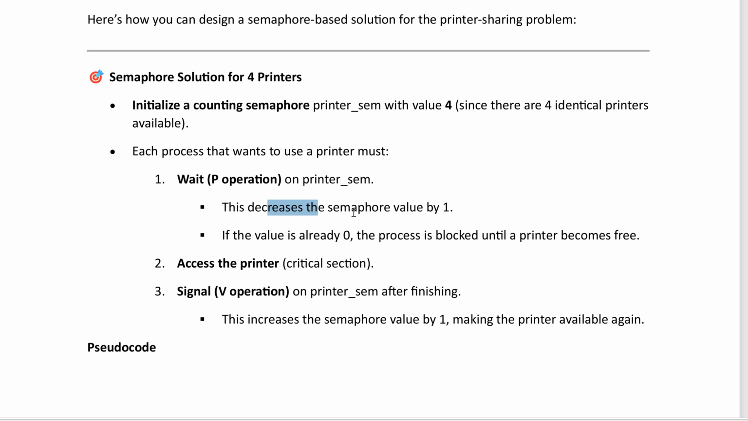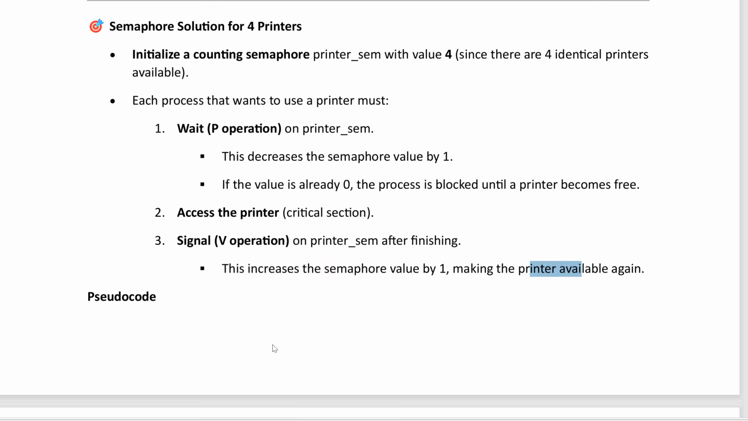So the wait operation will decrease the semaphore value by 1. If the value is already 0, the process is blocked until a printer becomes free, because if the value of the semaphore is 0, it means a printer is not available. When the printer becomes free, it can be accessed, right? Accessing the printer means the process is in its critical section. After that, the process has finished using the printer, and then it increases the value of the semaphore by 1, making the printer available again.